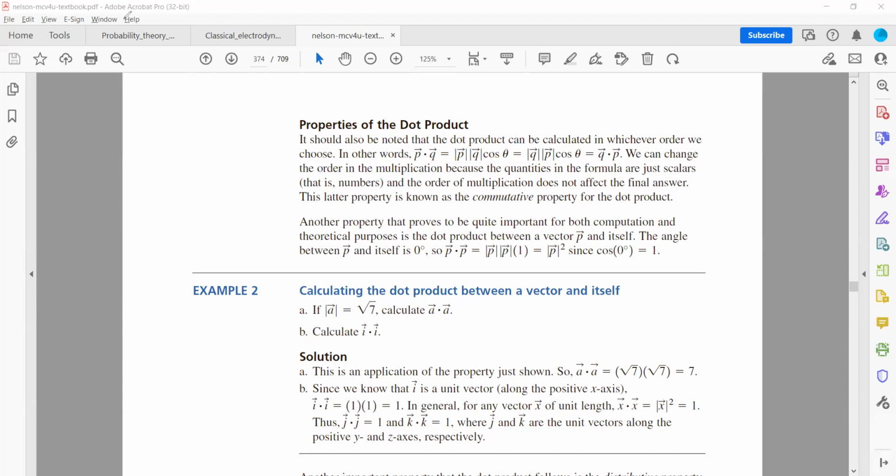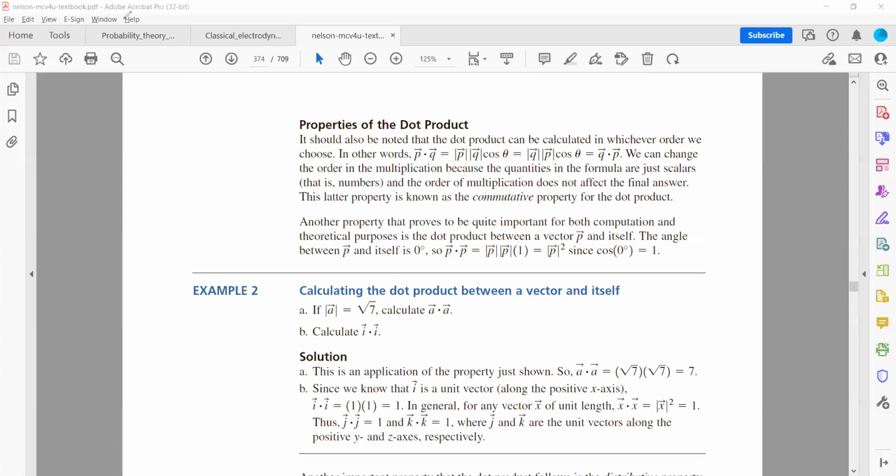We can change the order in the multiplication because the quantities in the formula are just scalars, that is, numbers. And the order of multiplication does not affect the final answer. You see, the book confirms my words, because it's a multiplication, nothing gets affected. This property is known as the commutative property. Sorry, I made a mistake, not distributive, but commutative. But we'll get to the distributive property for the dot product.